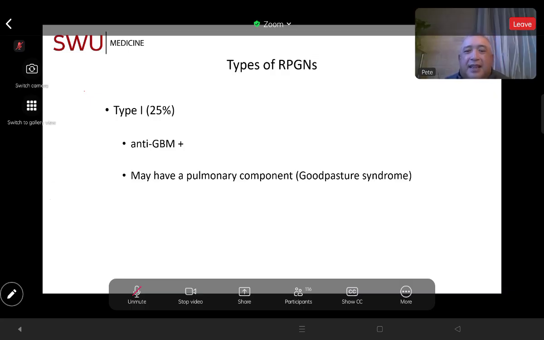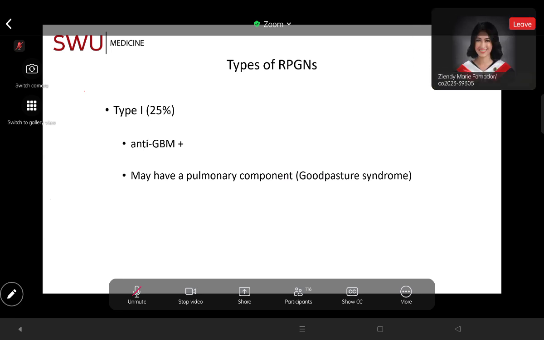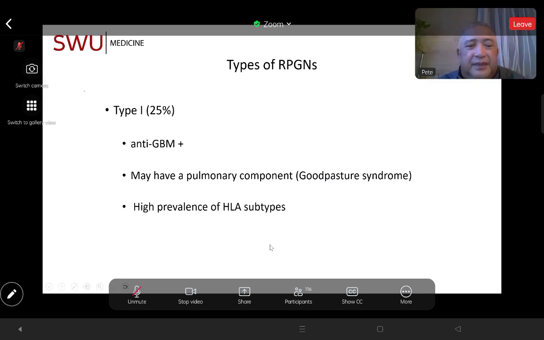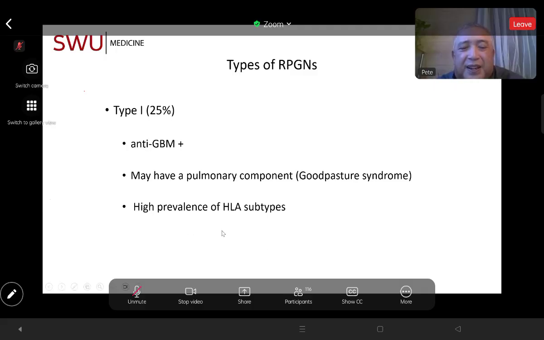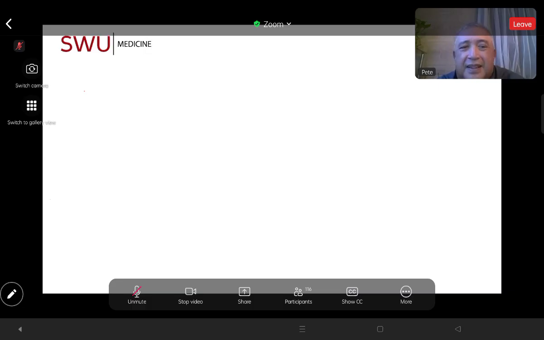Now, this may have a pulmonary component. And what's your differential when you have renal disease and hemoptysis? There are two. Good pastures and what? Wegener granulomatosis. Correct. Very good. There's also a high prevalence of HLA subtypes. And type 2 is your immune complex mediated.